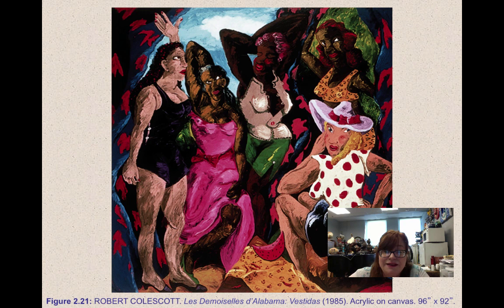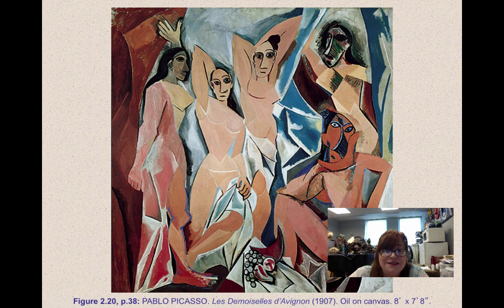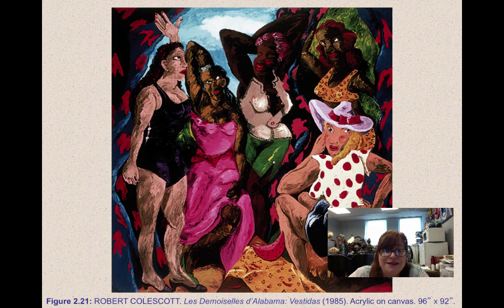And then let's look at Les Demoiselles d'Alabama by Robert Colescott. So there's some major differences here. This was painted in 1985, so there's one major difference right there. But hopefully you can look at these, and there's a couple of things that Colescott has done to create a very different feeling.